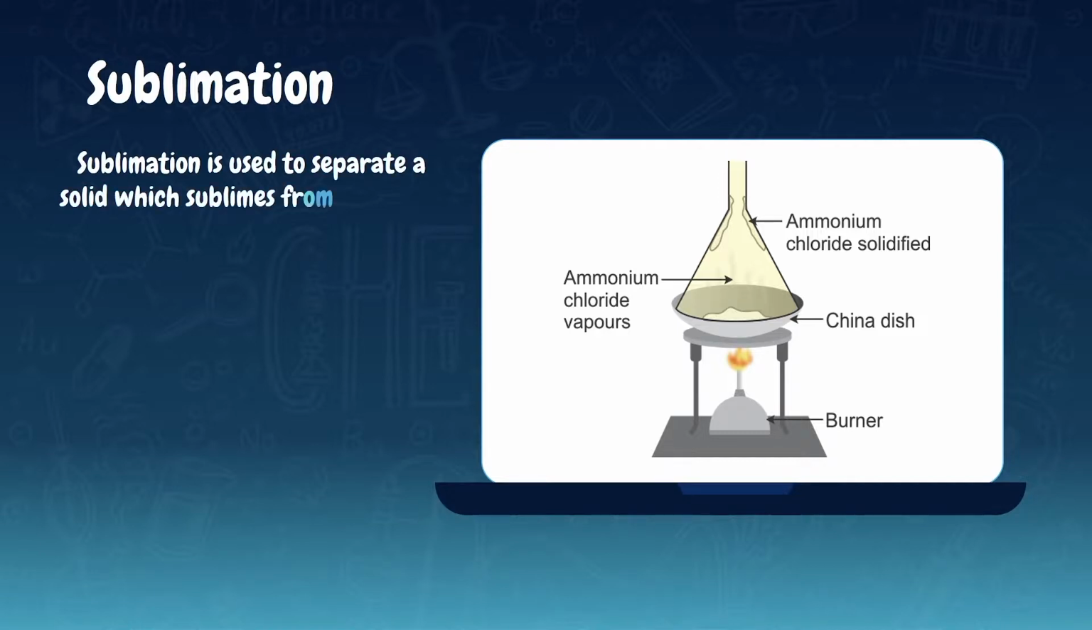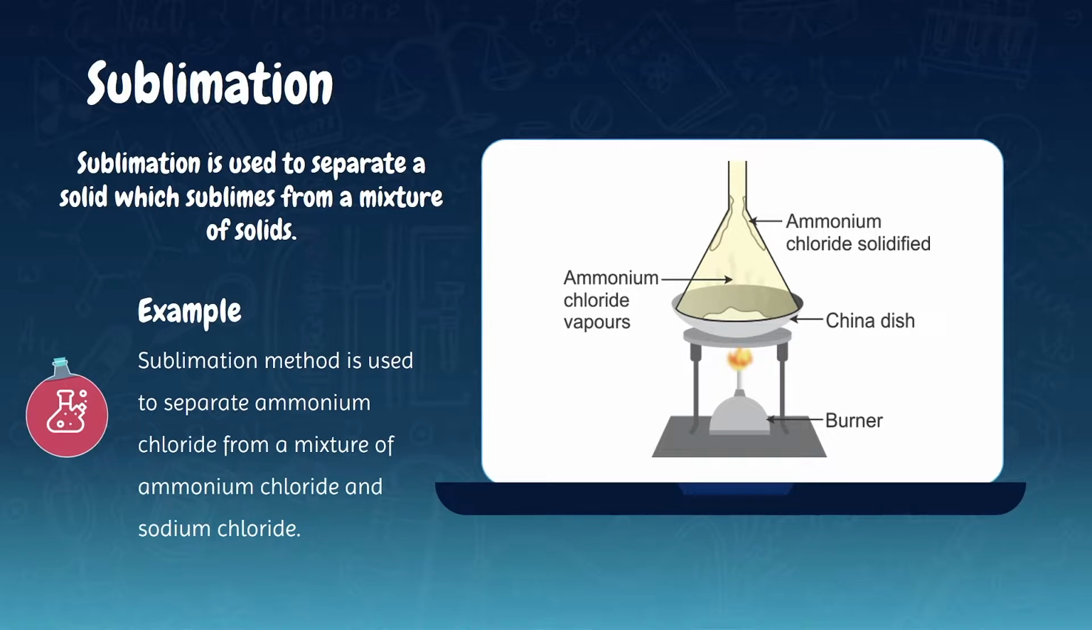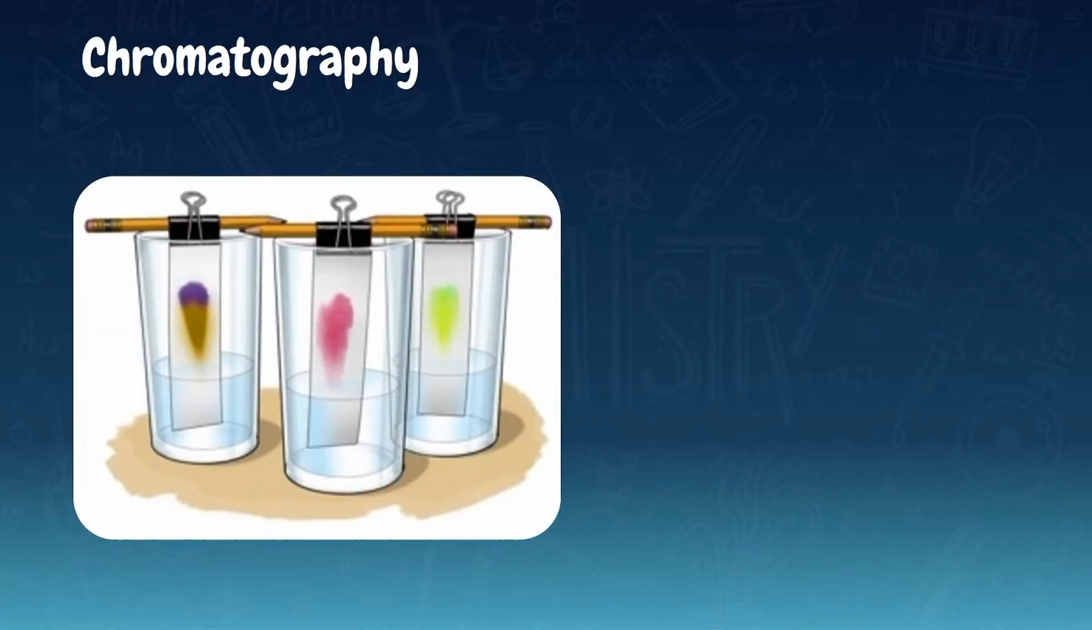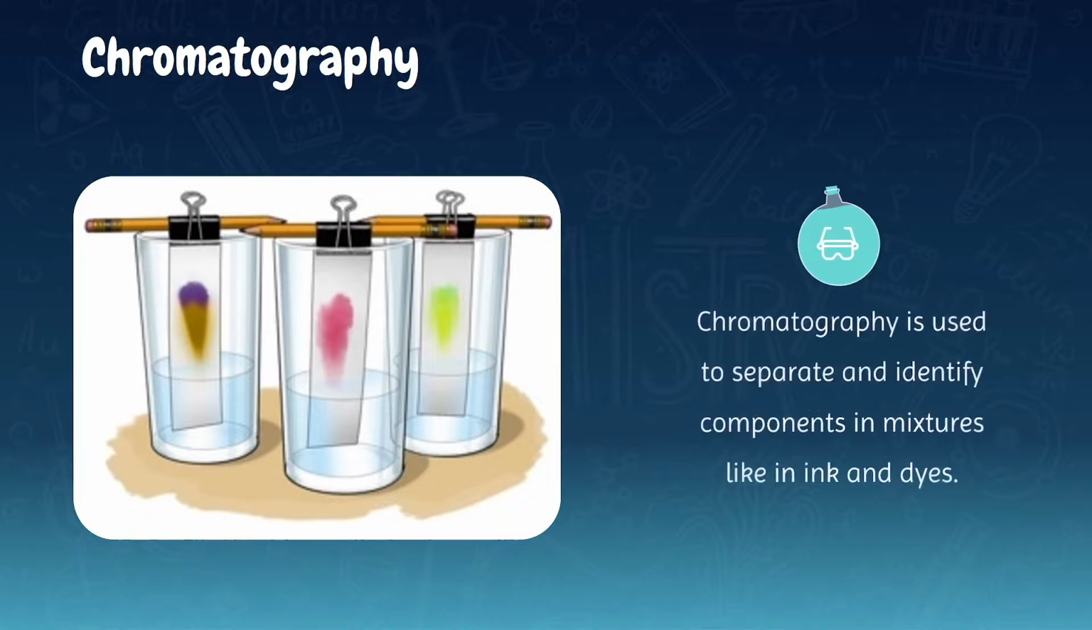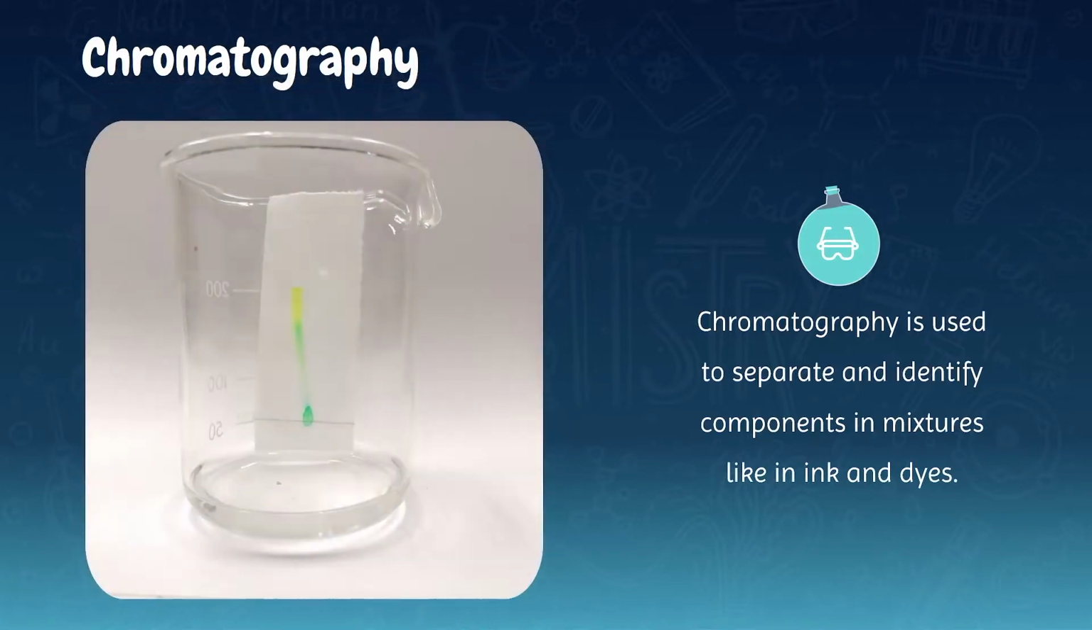Sublimation is used to separate a mixture of solids, one of which sublimes. For example, ammonium chloride is a substance which sublimes, and therefore it can be separated from a mixture of ammonium chloride and sodium chloride by sublimation method. Chromatography is another separation technique. It is used to separate and identify components in mixtures, like in ink and dyes.